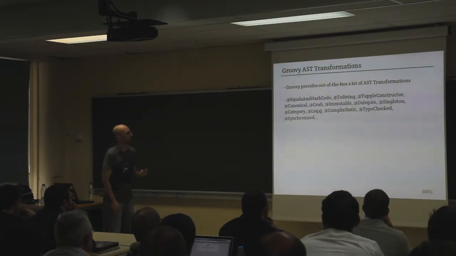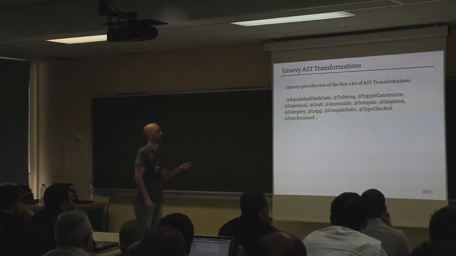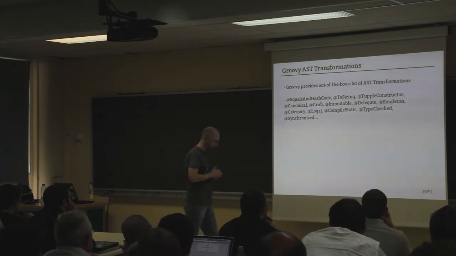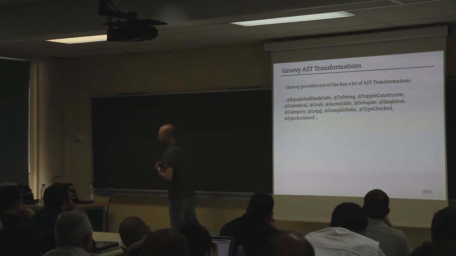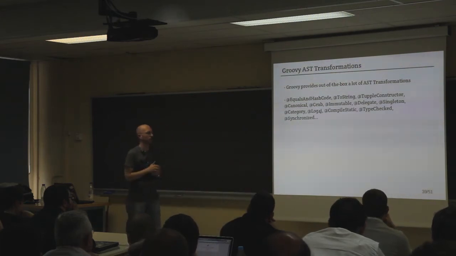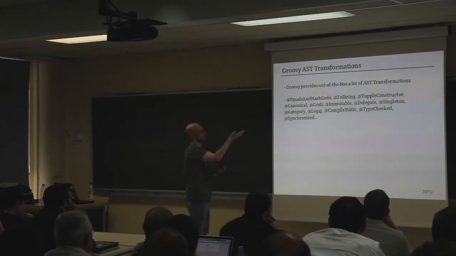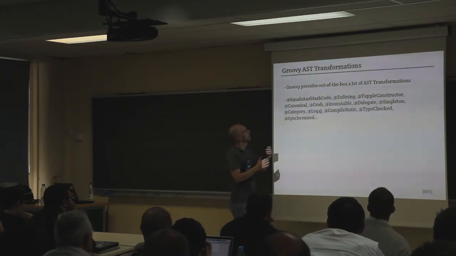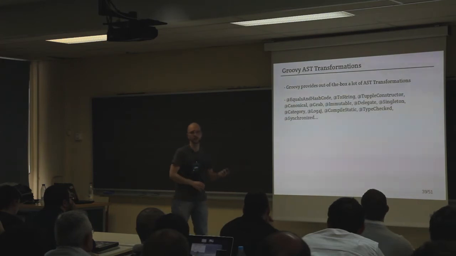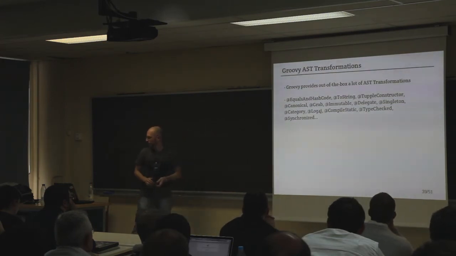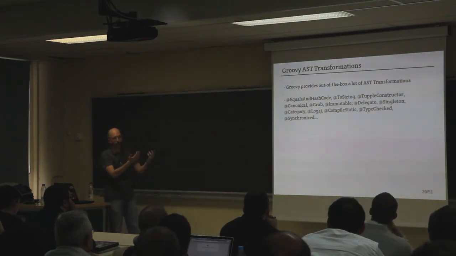And Groovy also provides a lot of out-of-the-box AST transformations. Remember when I said at the very beginning of the talk that you were wrong? You have used one of these annotations. @Category, @CompileStatic, @Delegate, there are a lot of them, and you have used them. Also, you didn't know that they are AST transformations.